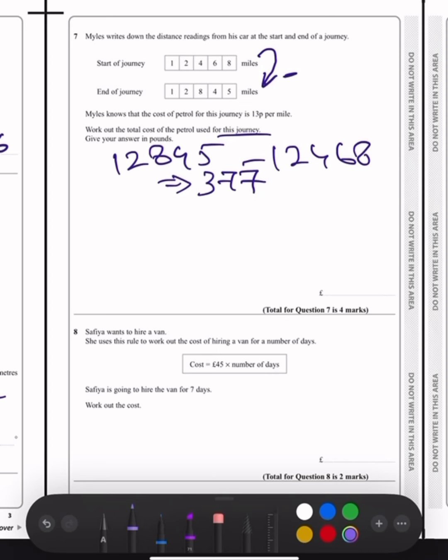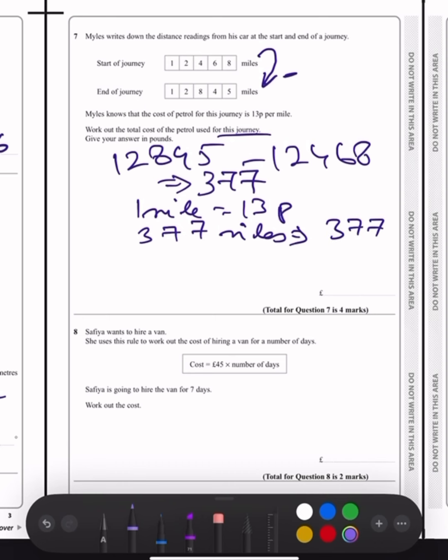And after this, because they've said Mile knows that the cost of petrol is only 13p per mile, so for 1 mile, if it's 13p, how much is it for 377 miles? We take out the cost, which is 377. They've given for 1, they're asking for more, so basically we do multiply. So 377 multiplied by 13, which gives us an answer of 4901.